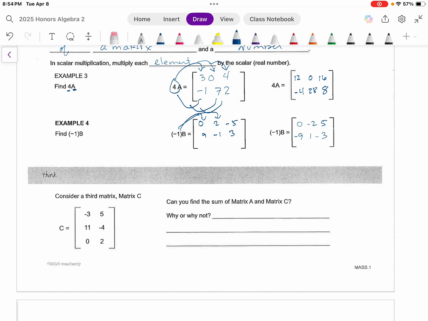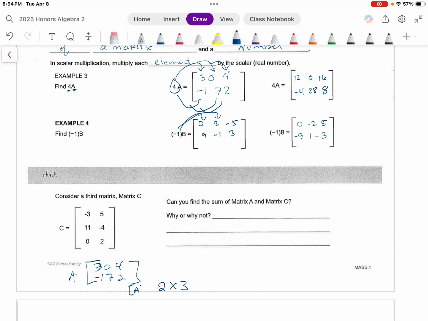They ask us, can you find the sum of matrix A and matrix C? Are you allowed to do that? So we think about it: matrix A was 3, 0, 4, -1, 7, and 2. That was matrix A. There's matrix C. Well, again, matrix A is a 2 by 3.